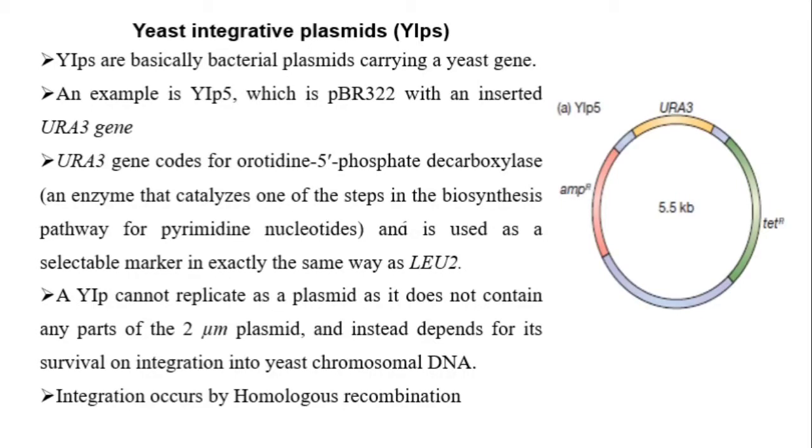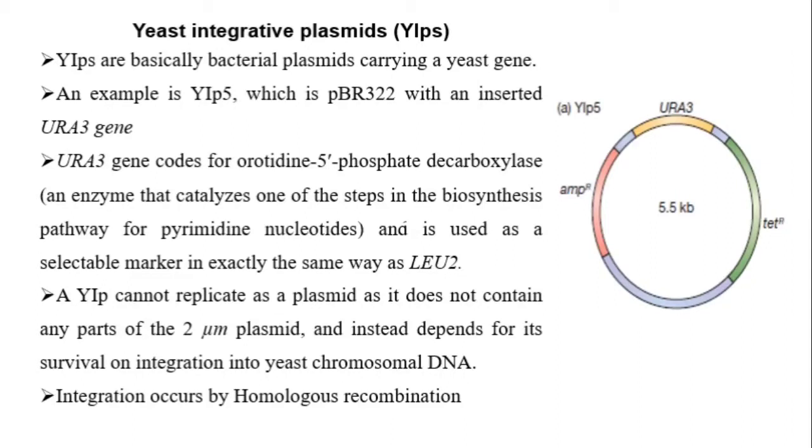The URA3 gene codes for orotidine 5-phosphate decarboxylase, an enzyme involved in the synthesis of pyrimidine nucleotides. And this URA3 gene is used as a marker.